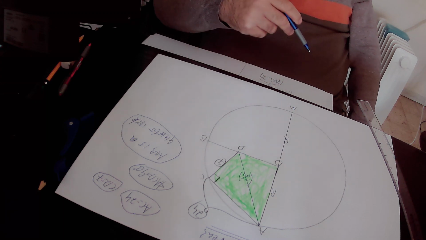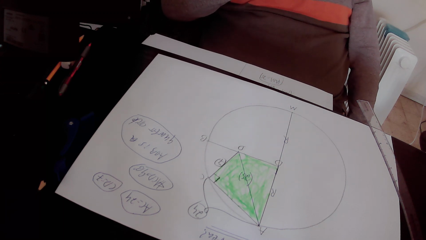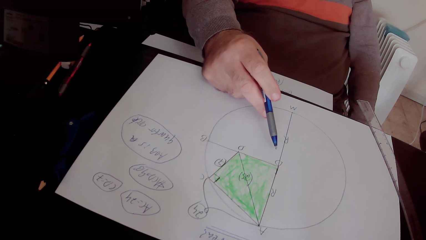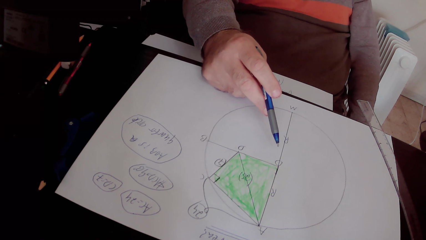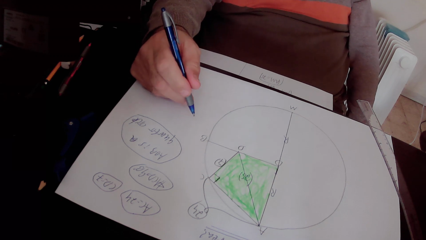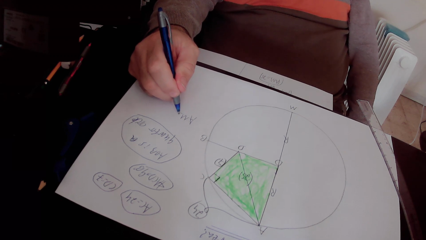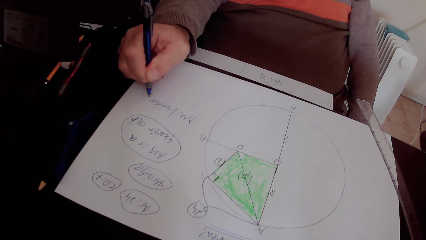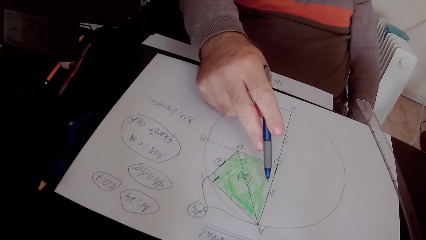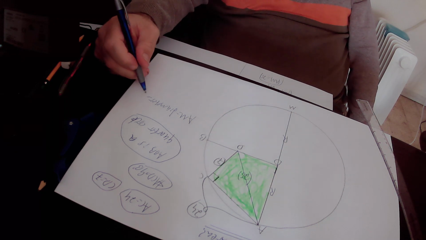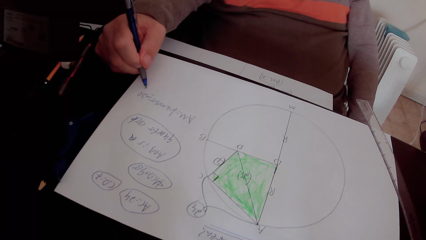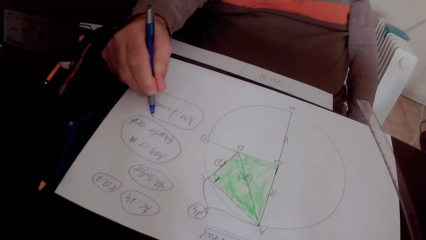Chord AM passes through point O, that is the center of the circle. Any chord that passes through the center of the circle must be the diameter of the circle. Therefore, AM is the diameter of the circle, and the length of AM is R plus R, that is 2R. Exactly as we expect from a diameter, it always must be twice as long as the radius.